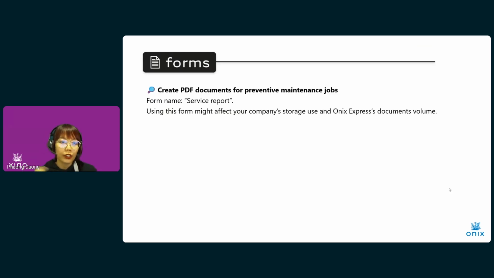Before you activate it in your Onix Work settings, be mindful that if you create PDF documents for preventive maintenance jobs, it might affect your company's storage use. And also, if you're using Onix Express, it will also affect your Onix Express documents volume. So be really mindful when you turn on the service report to use it.